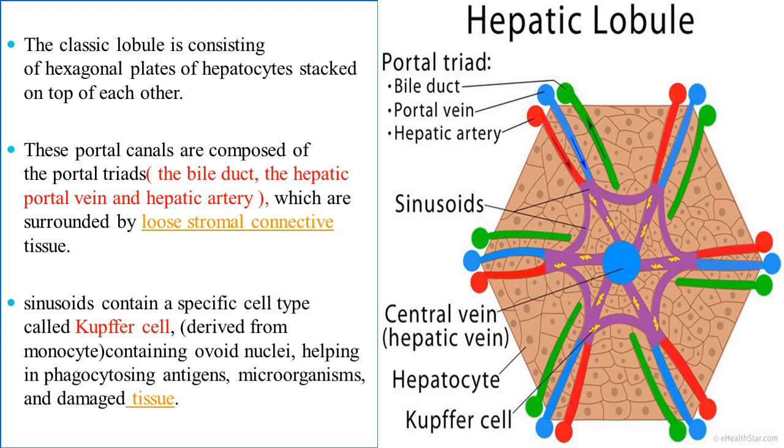أما بالنسبة للمكون الآخر اللي هو sinusoid, which contains a specific cell type called the Kupffer cell. This Kupffer cell is derived from the monocyte and contains ovoid nuclei. هذه مواصفات الكفر سيل، إنه تكون منشأها من المونوسايت وتحتوي على نواة بيضاوية. شنو وظيفة هاي الكفر سيل؟ Helping in phagocytosis of antigens, microorganisms and damaged tissue.